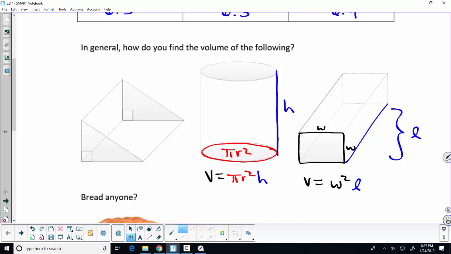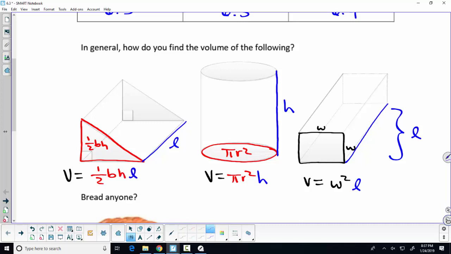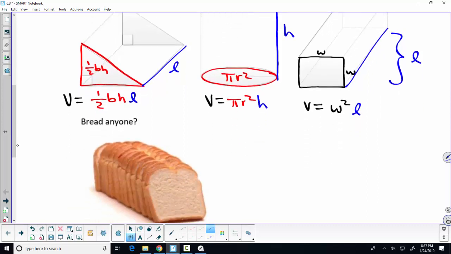What about our little triangle ramp thingy here? Right, the shape that's common to that is the triangle. So we find the area of that: 1/2 base times height. We just extend it out, and let's call this L again. So the volume is 1/2 base times height times L. I'm not going to try to draw the bread, but that's kind of the idea.